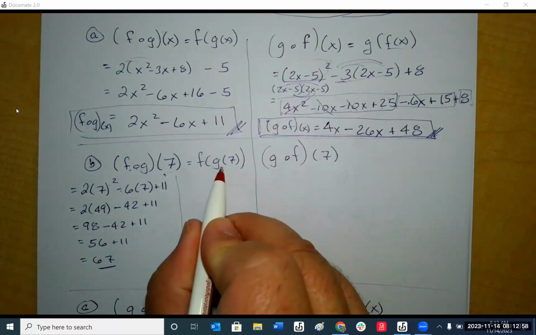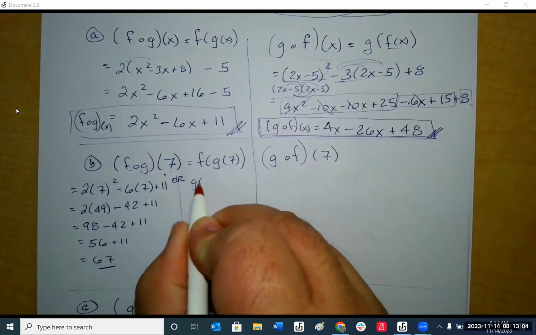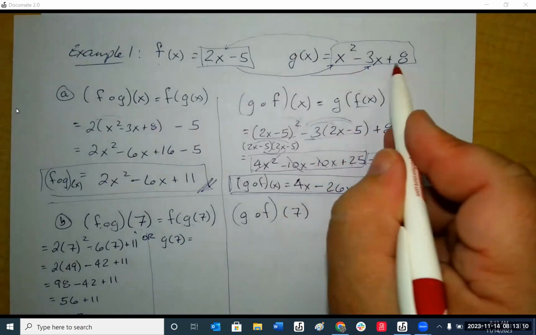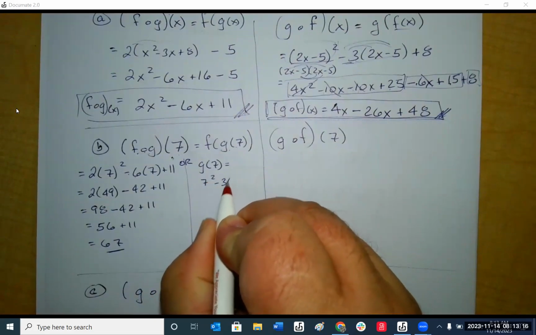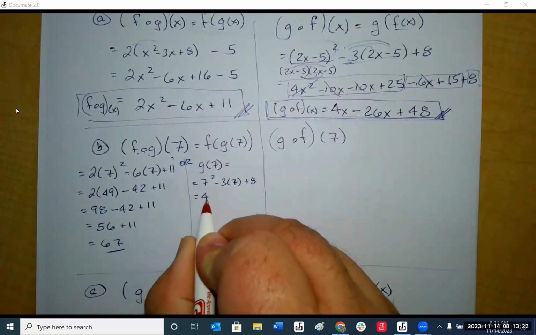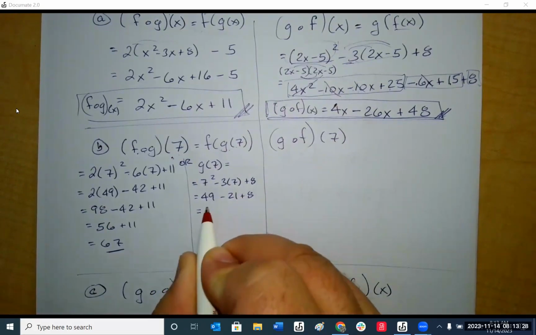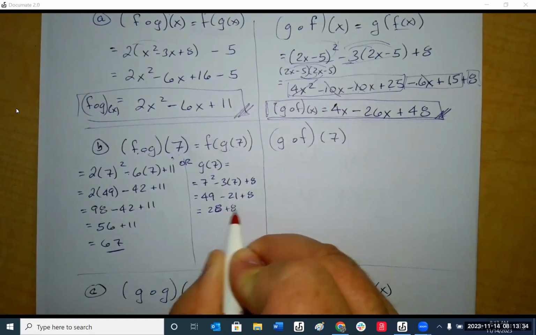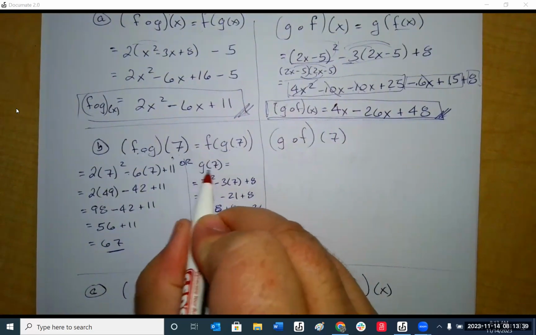Or we can just do what this is telling us. We can first find g of 7. g is x squared minus 3x plus 8. So we have 7 squared minus 3 times 7 plus 8. 3 times 7 is 21. 49 minus 21 is 28, plus 8 is 36. 36 is what g of 7 is.